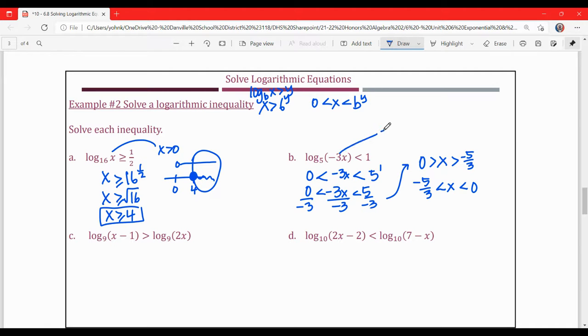I also want to make sure that my negative 3x is greater than 0 because I can't take the log of a negative number. So this gives me x is less than 0. So if I take a look at a number line, here's negative 5/3 and here's 0. I want between negative 5/3 and 0, and my one constraint is that it must be less than 0. So I'm looking for everything in between: negative 5/3 is less than x is less than 0.